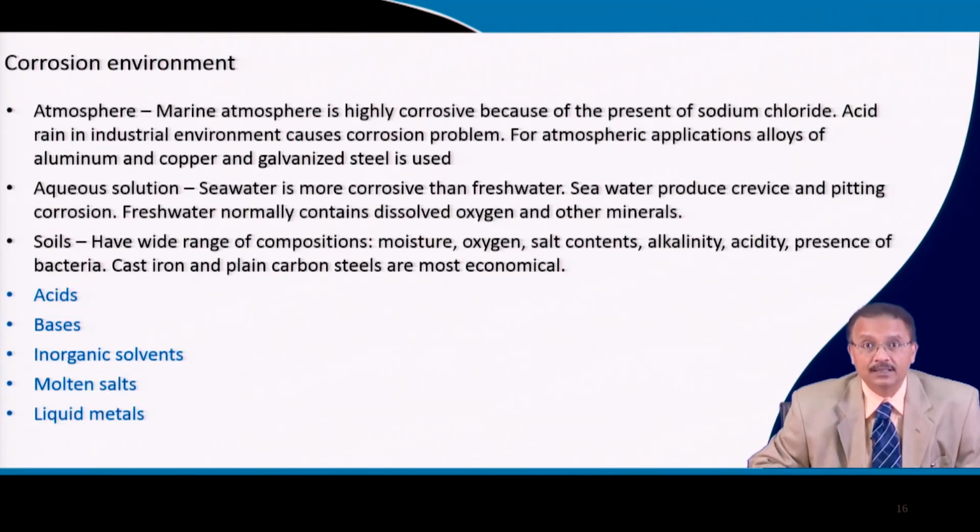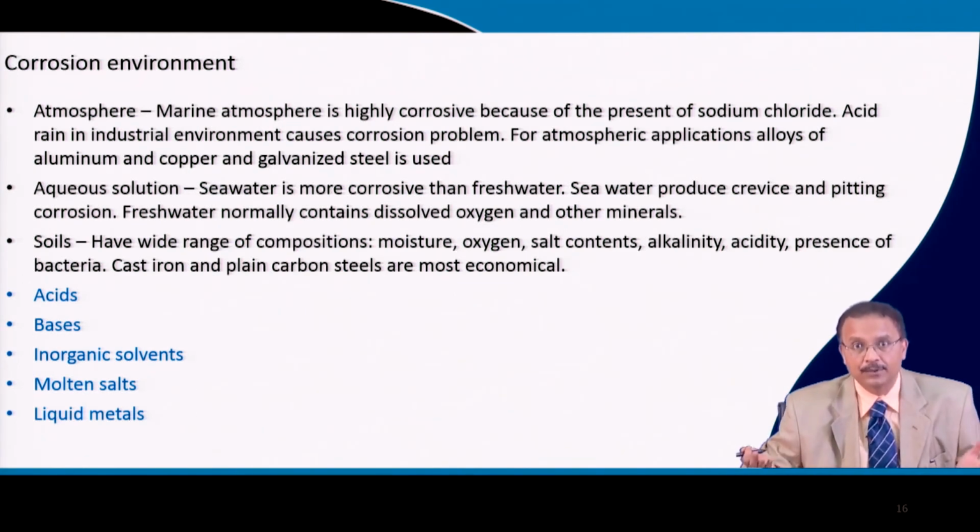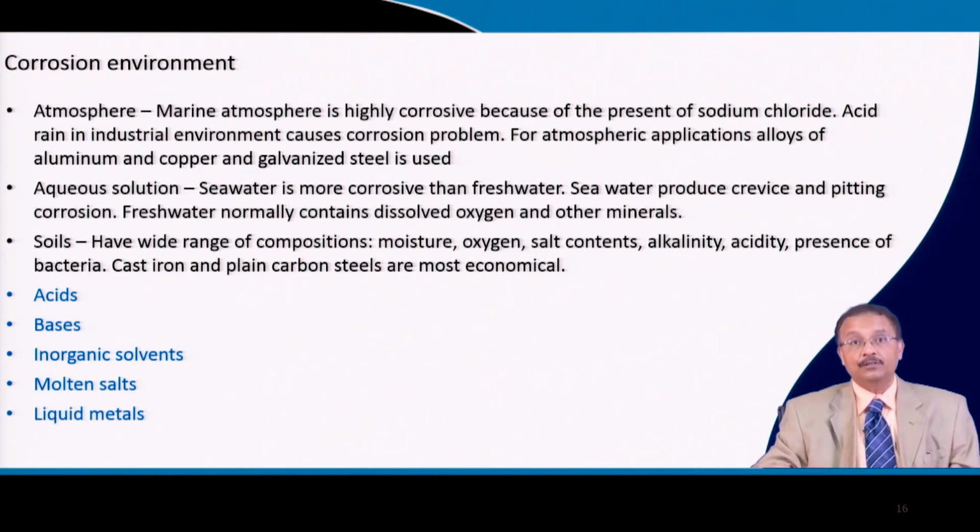Corrosion environment is also important. Particularly, a marine atmosphere is highly corrosive because of the presence of sodium chloride. Acid rain is another example in the industrial environment that creates this corrosion problem. For this type of application, in ambient atmospheric conditions, alloys of aluminum, copper or galvanized steel are usually used.